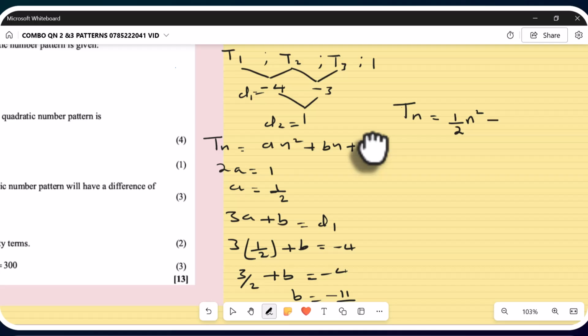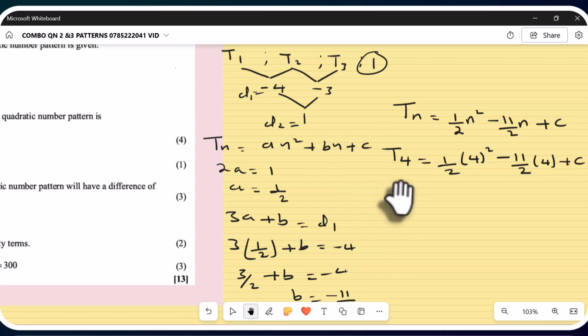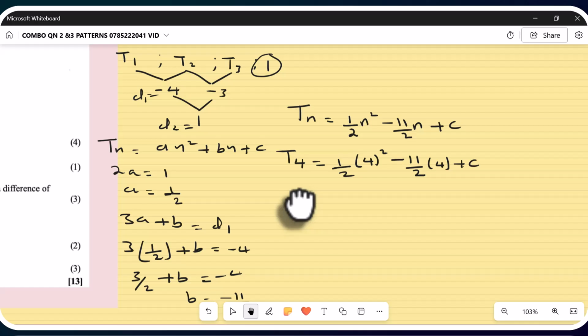So t4 equals 1 over 2, then I'm going to say 4 here, 4 squared, and then minus 11 over 2 times 4, then plus c. I'm looking for the c here. Now I must equate to 1 because they say that the fourth term equals 1. So if I simplify here, 16 divided by 2, I get 8. Then 11 times 4 divided by 2 is 22, so it's minus 22 here, and then plus c equals 1.